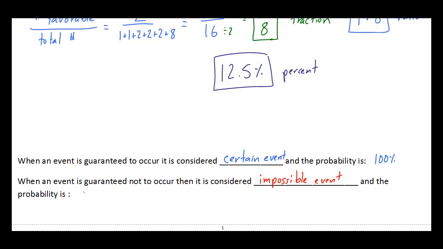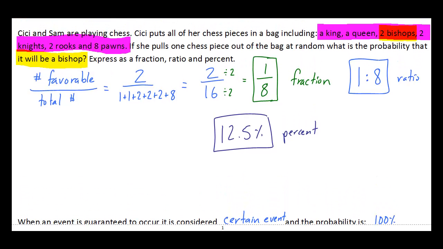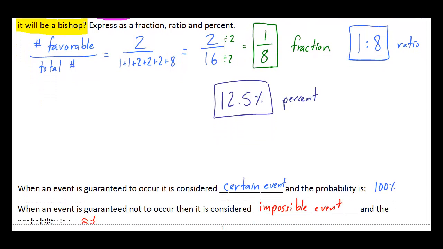When an event is guaranteed not to occur, then we call it an impossible event. And the probability of that happening is 0%. So if you look back at the last question, and if the question asks what is the probability that Cece pulls an orangutan out of the bag, that would be not just incredibly unlikely, that would be impossible. There are no orangutans in the bag. That's just not going to happen.